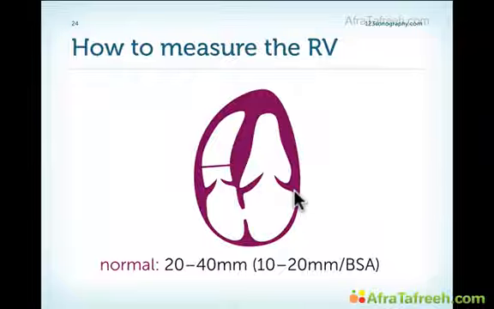How do we measure the right ventricle? As we have seen in the examples, it of course starts with eyeballing, and we compare the right ventricle with the left ventricle, and the left ventricle should in the four-chamber view normally be larger than the right ventricle. By measurement in a normal sized patient, we would expect the diameter of the right ventricle, measured somewhere between the basal and the mid third of the ventricle, to be between 20 and 40 millimeters.